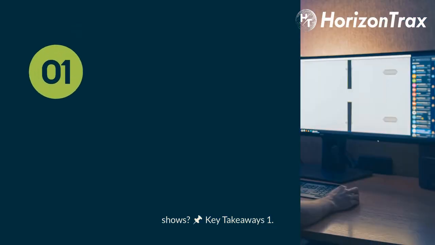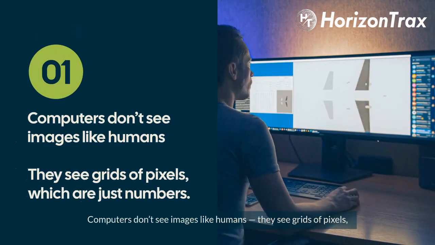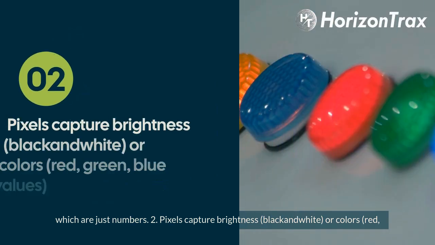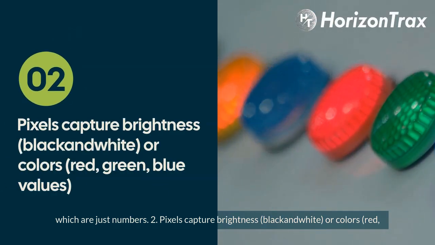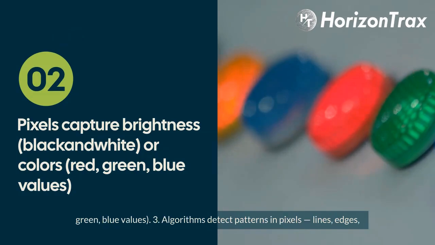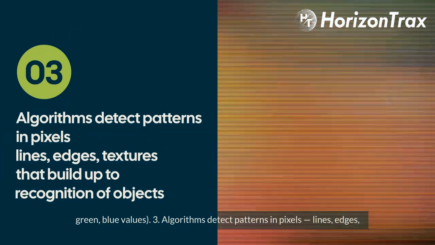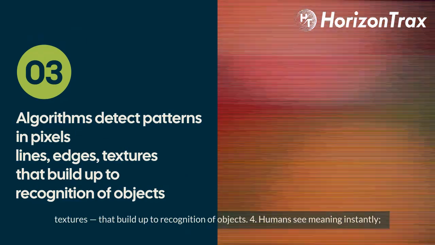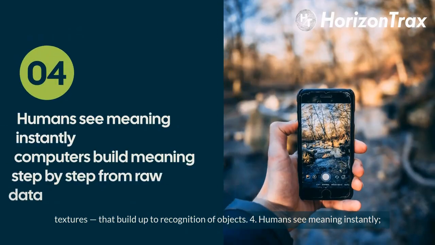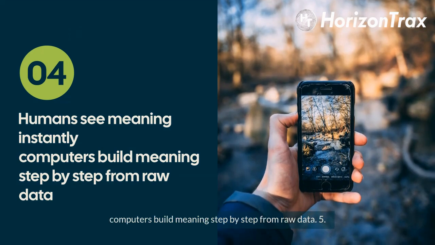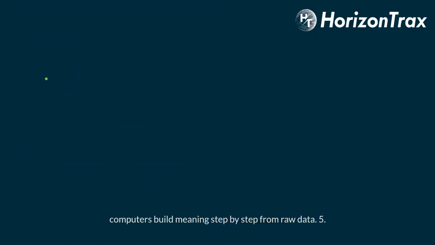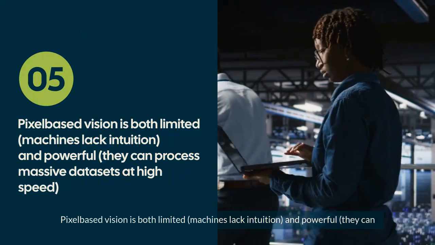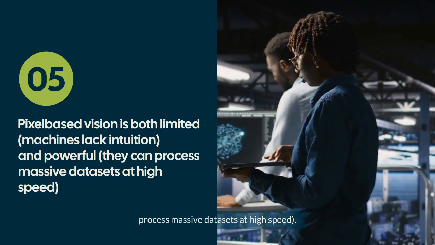Key takeaways. 1. Computers don't see images like humans. They see grids of pixels, which are just numbers. 2. Pixels capture brightness, black and white, or colors, red, green, blue values. 3. Algorithms detect patterns in pixels, and edges and textures that build up to recognition of objects. 4. Humans see meaning instantly. Computers build meaning step by step from raw data. 5. Pixel-based vision is both limited, because machines lack intuition, and powerful. They can process massive datasets at high speed.